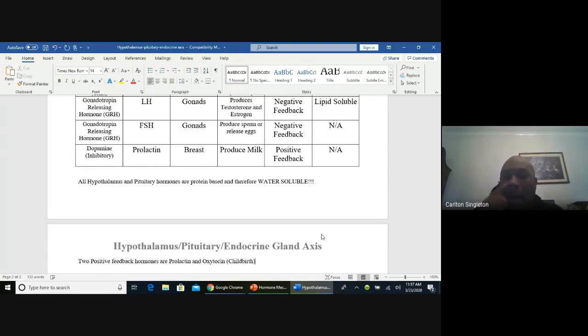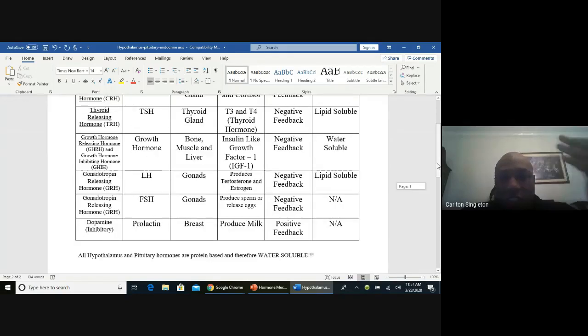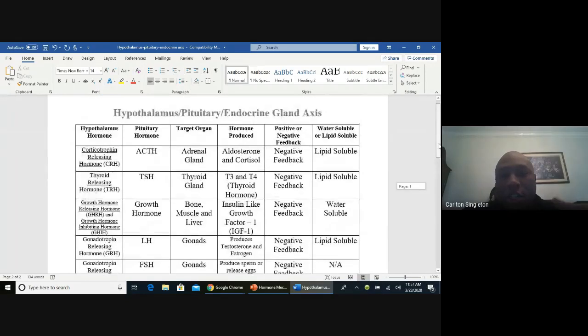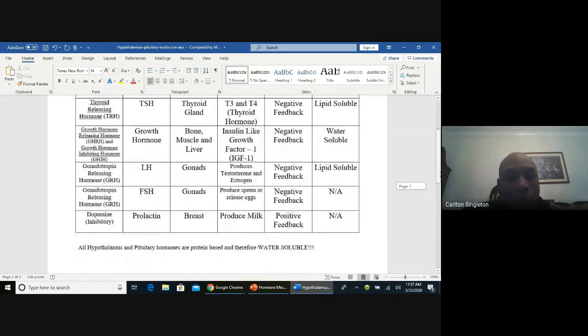So oxytocin makes the uterine muscles contract, right, to release the baby, and this one is milk production. That's it. And there you go. So that's everything. If you understand this and have this chart next to you on your test, you're gonna be Gucci.